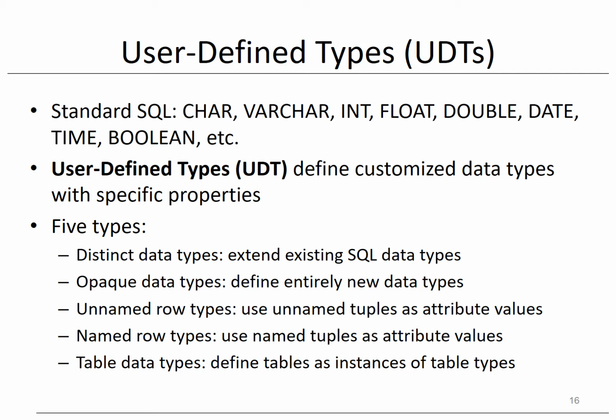5 types of UDTs can be distinguished as follows: distinct data types, which extend existing SQL data types; opaque data types, which define entirely new data types; unnamed row types, which use unnamed tuples as attribute values; named row types, which use named tuples as attribute values; and table data types, which define tables as instances of table types. We discuss these in more detail in what follows.